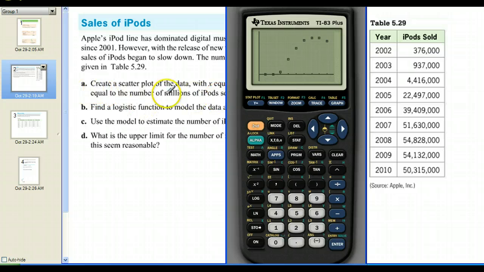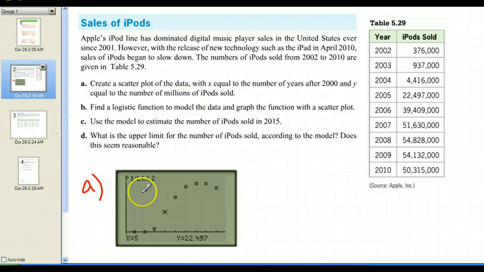Now we want to create a scatter plot. If I wanted to do it on a graph, just press the trace button. There's 2.376, and just plot those points on your graph. Press left and right and plot the points if you wanted to actually do that. But I'm going to cheat and say, there's my answer for part A.